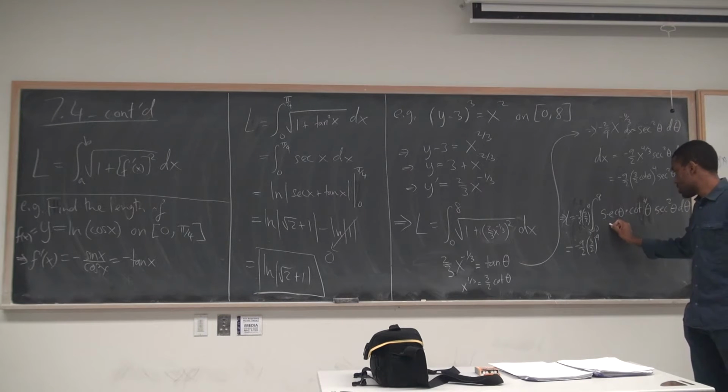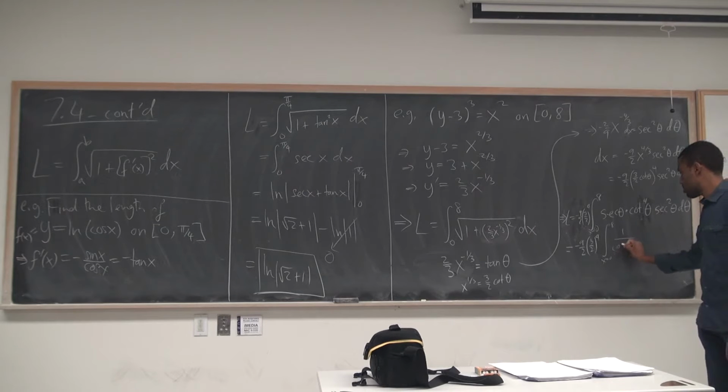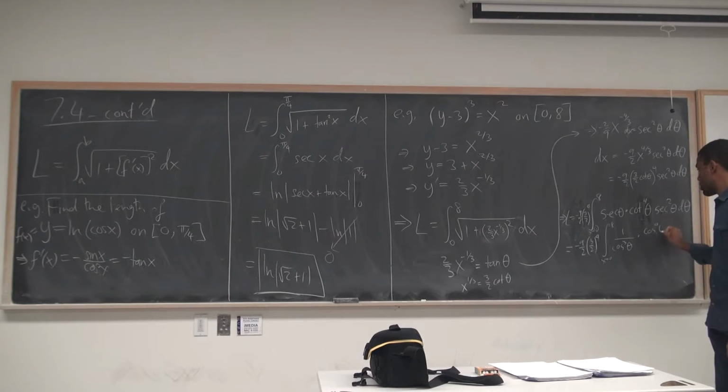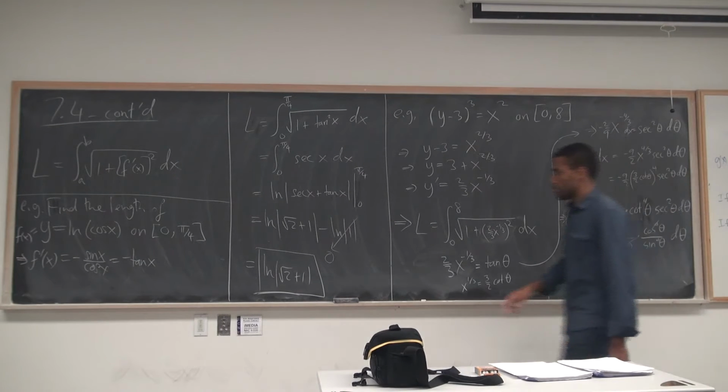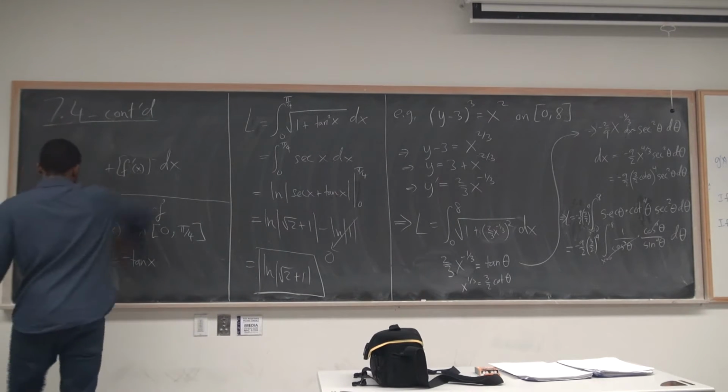So sine and cosine would be what? This is x equals 0, 8. We have 1 over cosine cubed times cosine to the fourth over sine to the fourth. So we have cosine over sine to the fourth after cancelling. Now what? u substitution. u equals what? Sine theta.